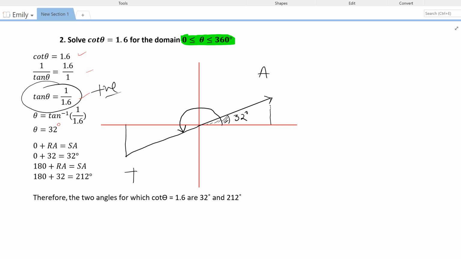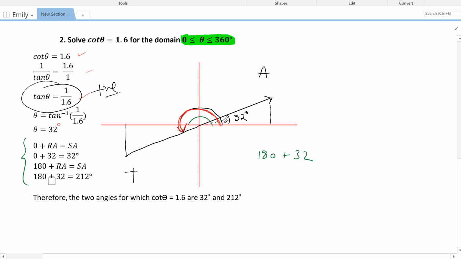Now we figure out what that measurement is, which runs from here to there. In order to measure it, you do 180, which is from here to there, plus 32, because we're going over. So that is that.